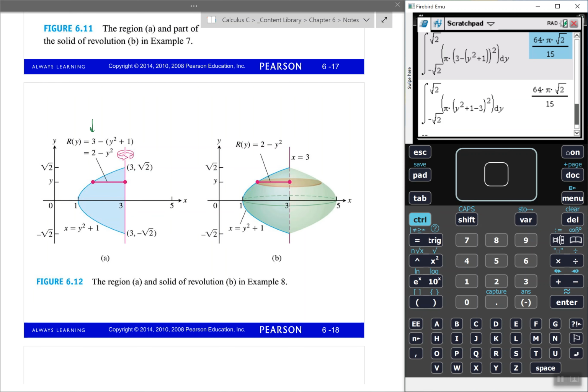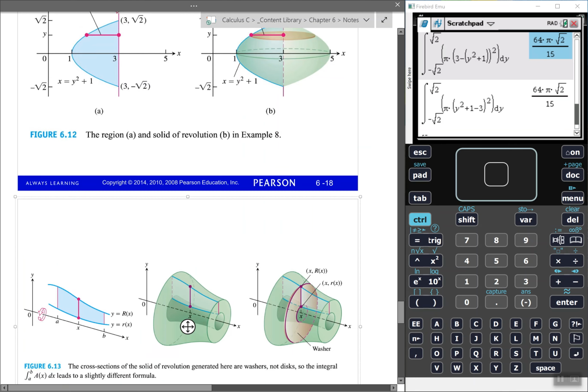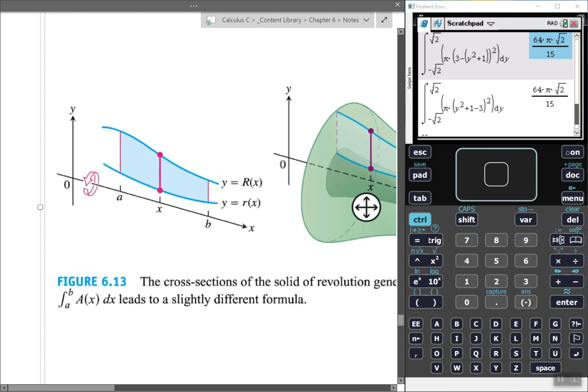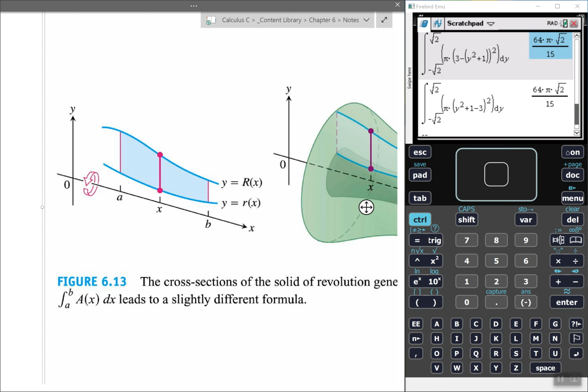Okay, moving on. So we have one more setup to look at today, and that is when we have a second function that we're going to rotate at the same time. So for this problem here, we've got capital R and lowercase r. They're two separate functions of x being rotated together at the same time over the x-axis.